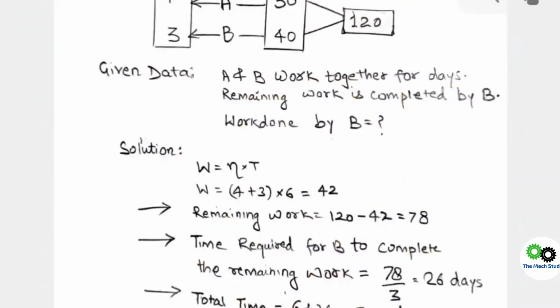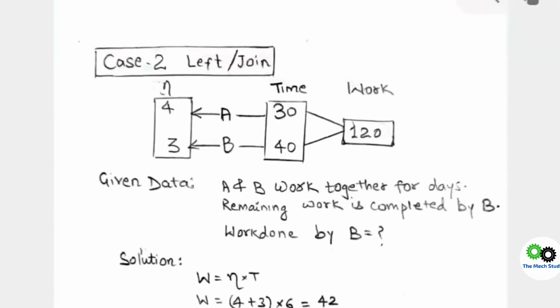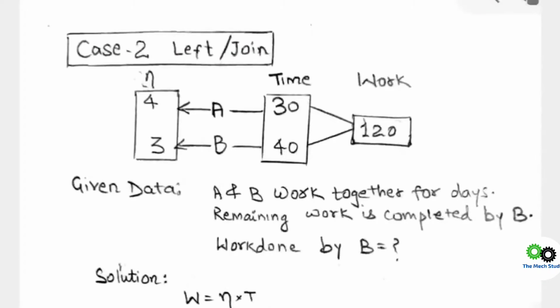So going ahead with the next case, which is the second case. For case 2, this type of question also comes frequently in almost all the examinations. Case 2 is left and join. Suppose person A works for a few days, after that B comes, and A leaves after a few days, so the remaining work B has to do. That type of question comes. So I have framed the basic steps of how you can check that.